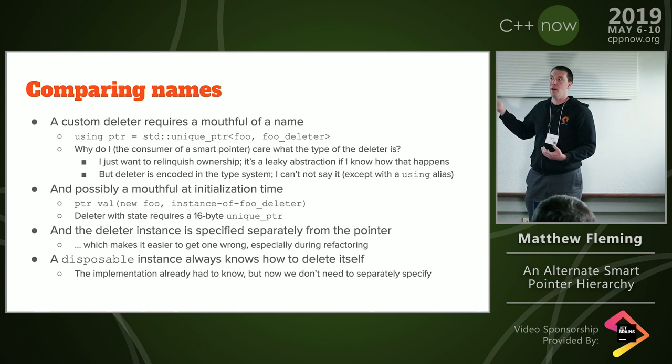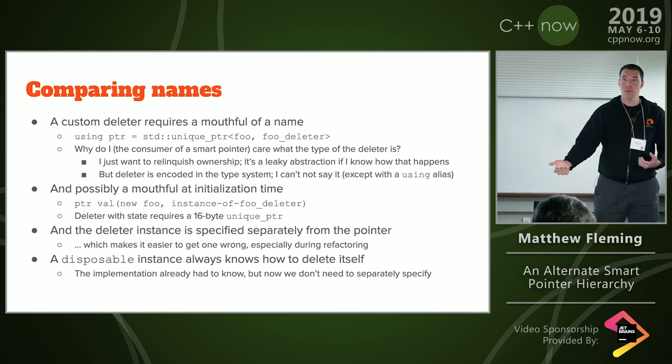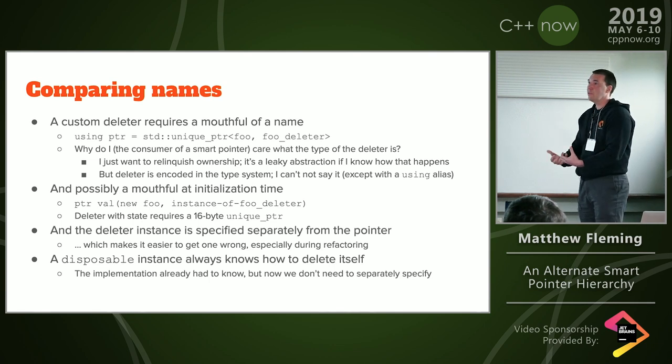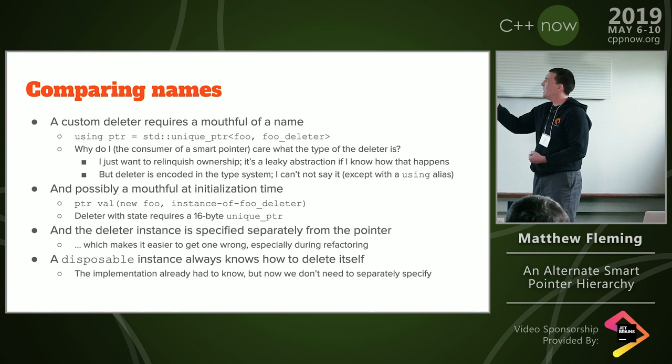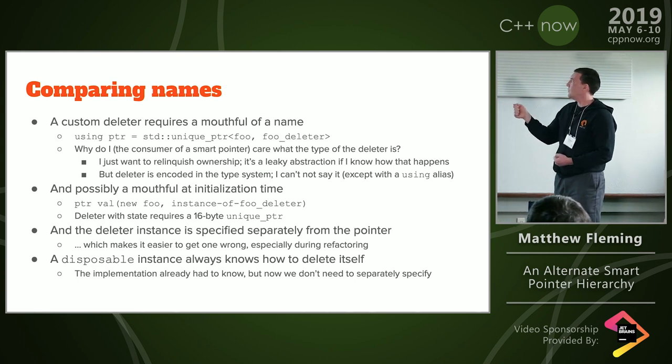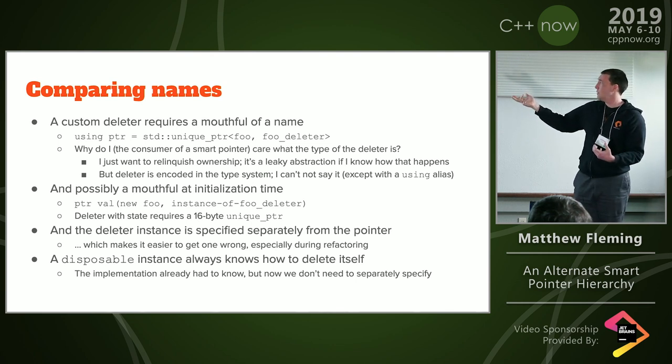I shouldn't have to care because what happens at delete is not my problem. It's the underlying resource's problem. All I know is I own the resource, I have a handle to it, and at some point it'll go away. And using a custom deleter that wants to do something stateful is an extra mouthful at initialization time. You have to pass an instance in when you're creating your unique_ptr instance.